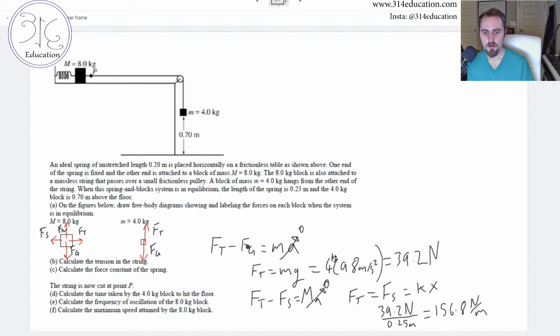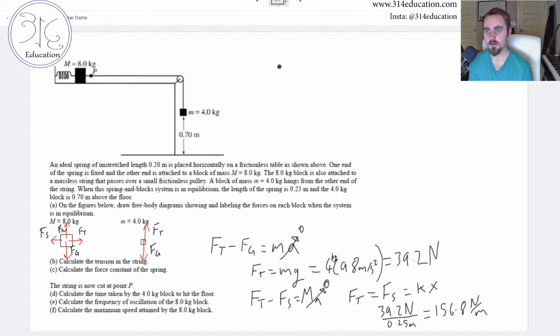And so now we cut the string at point P. So that drops this block on the bottom. We've got to calculate the time it takes for it to hit the floor. And then that also sets this top block into simple harmonic motion, which we want to calculate the frequency and then the maximum speed. So let's start with the time taken. That should be pretty simple. How do we want to do that, I guess? So I guess we can look at this in the y direction.